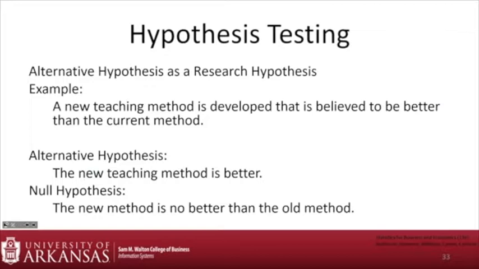So, some examples. This idea is that our alternative hypothesis is a research hypothesis. So we have a new teaching method developed. It's believed to be better than the current method. So our alternative hypothesis is that the new teaching method is better. And the opposite of that is it's not better. It's no better than the old method.